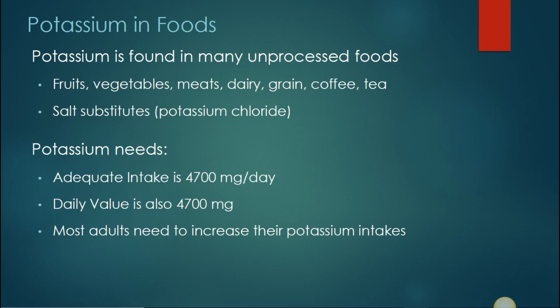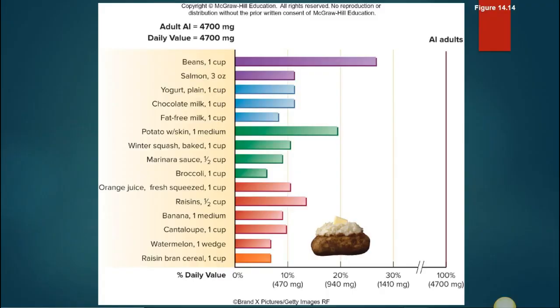Most adults do need to increase their potassium intakes. Most Americans do not consume the recommended amounts of potassium. You can see here examples of a lot of different types of foods, especially a lot of fruits, vegetables, and dairy foods, as well as plant-based proteins that are relatively high in potassium, so adequate sources of this nutrient.